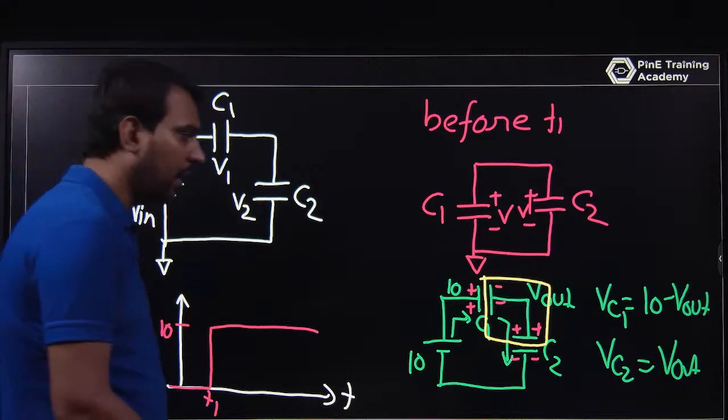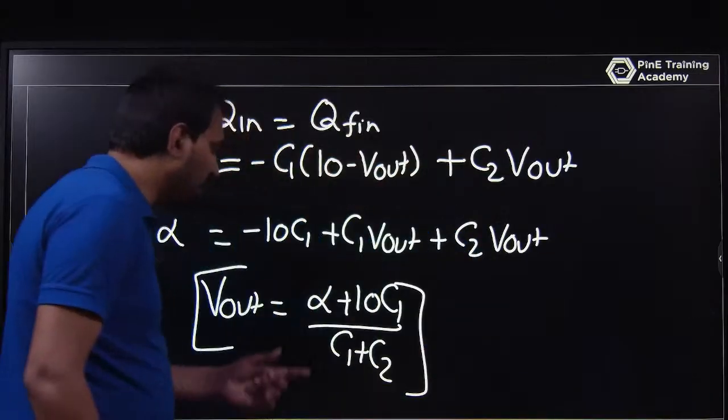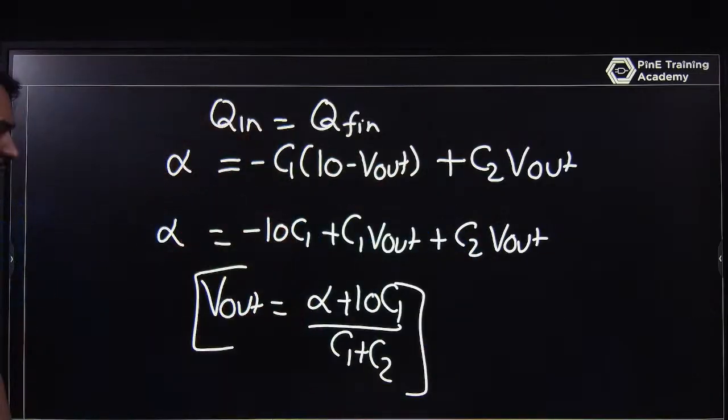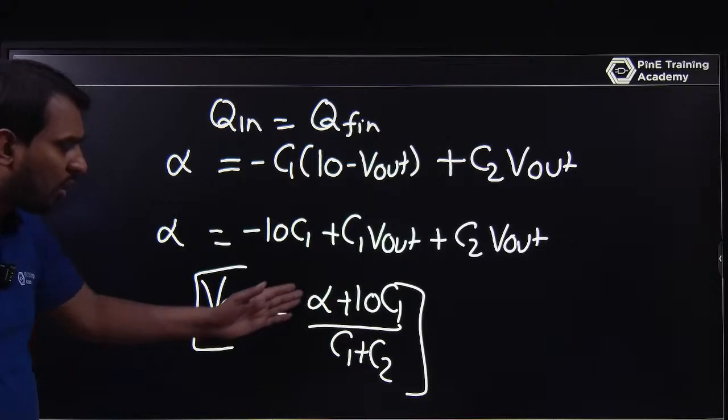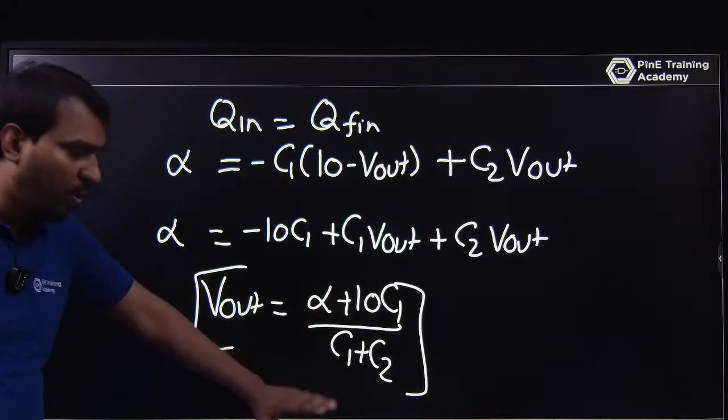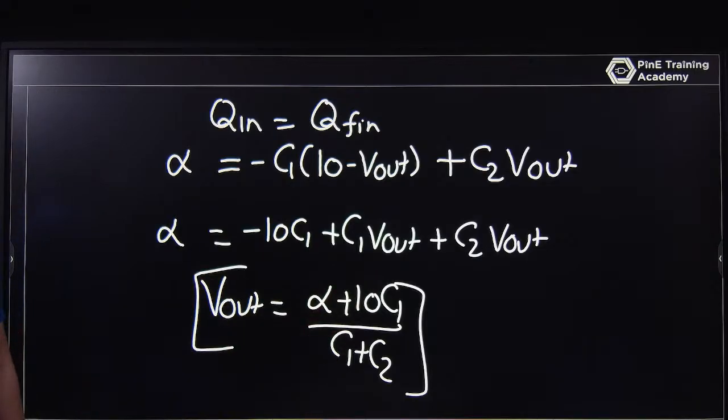Okay, so similarly we prove that if alpha is 0, let the initial voltage be 0. So the voltage V out of the C2 is 10 C1 upon C1 plus C2. And if you talk about the capacitor voltage of C1, then 10 minus this will be your capacitor voltage. Okay, this is the way you can solve the question.